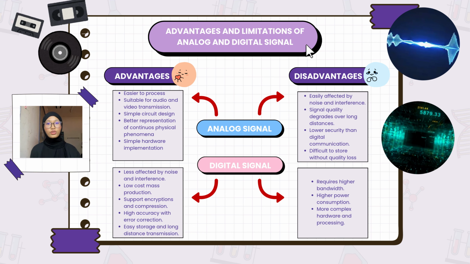Digital systems also support encryption, compression, and error correction, making them more suitable for storing data and transmitting information over long distance. However, digital is not perfect either. It needs more complex hardware, consumes more power, and may require higher bandwidth. So, both analog and digital signals have their own strengths and limitations. That's why most modern electronic devices combine both technologies to achieve better performance.